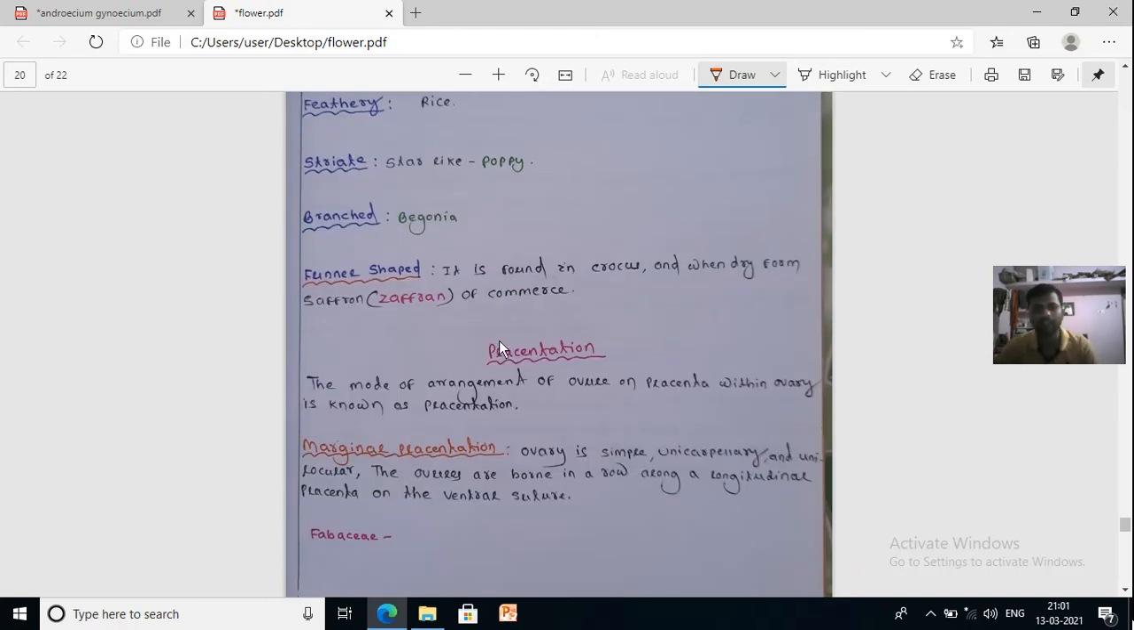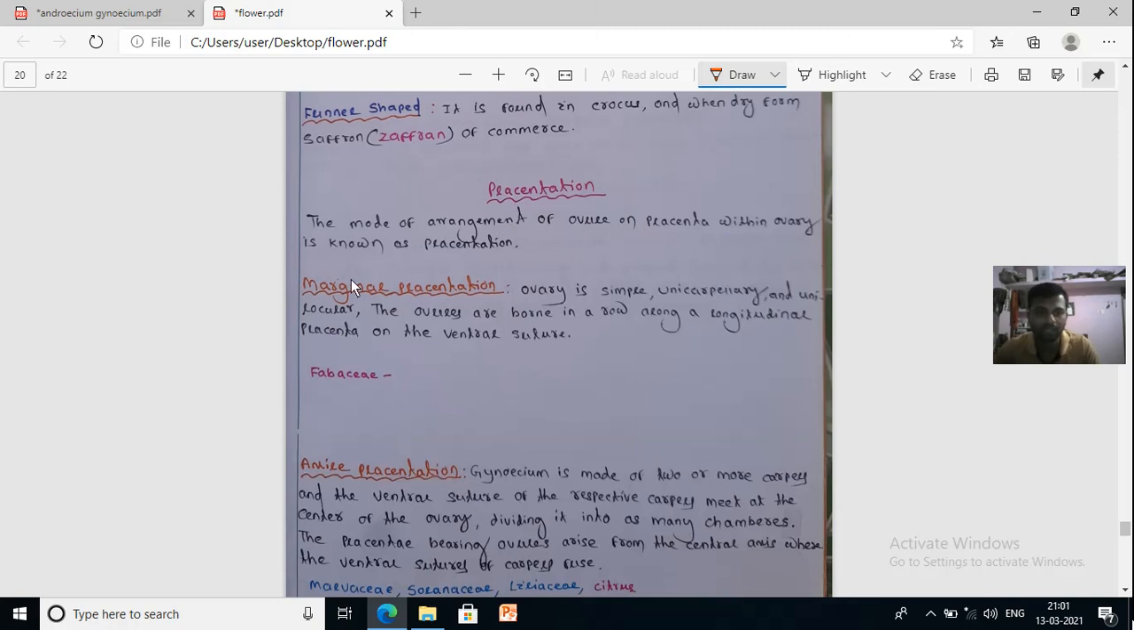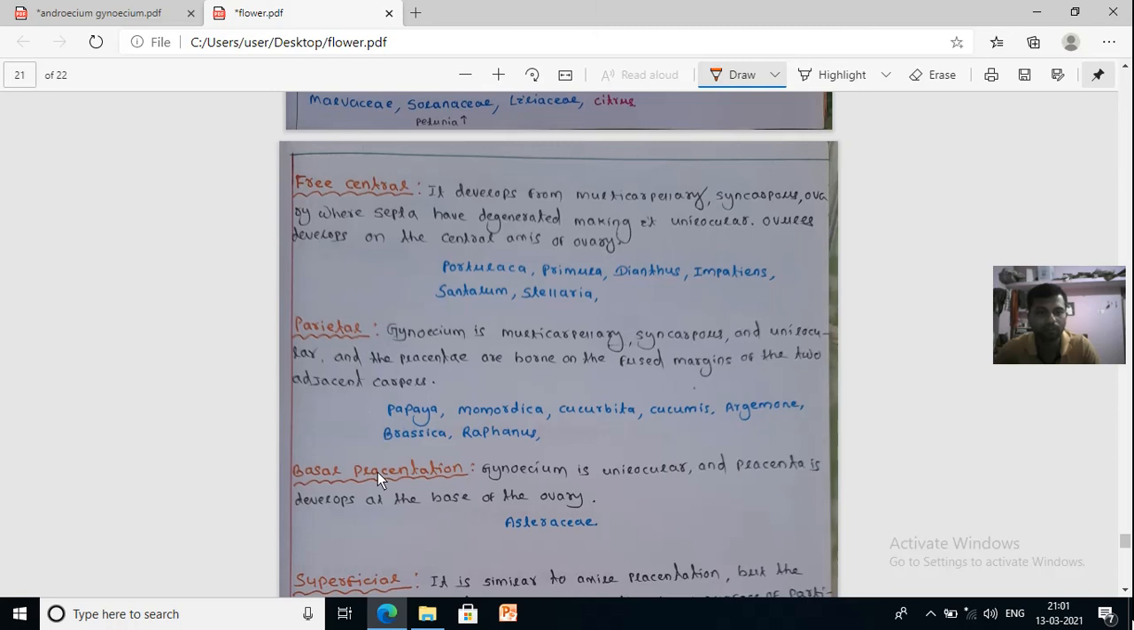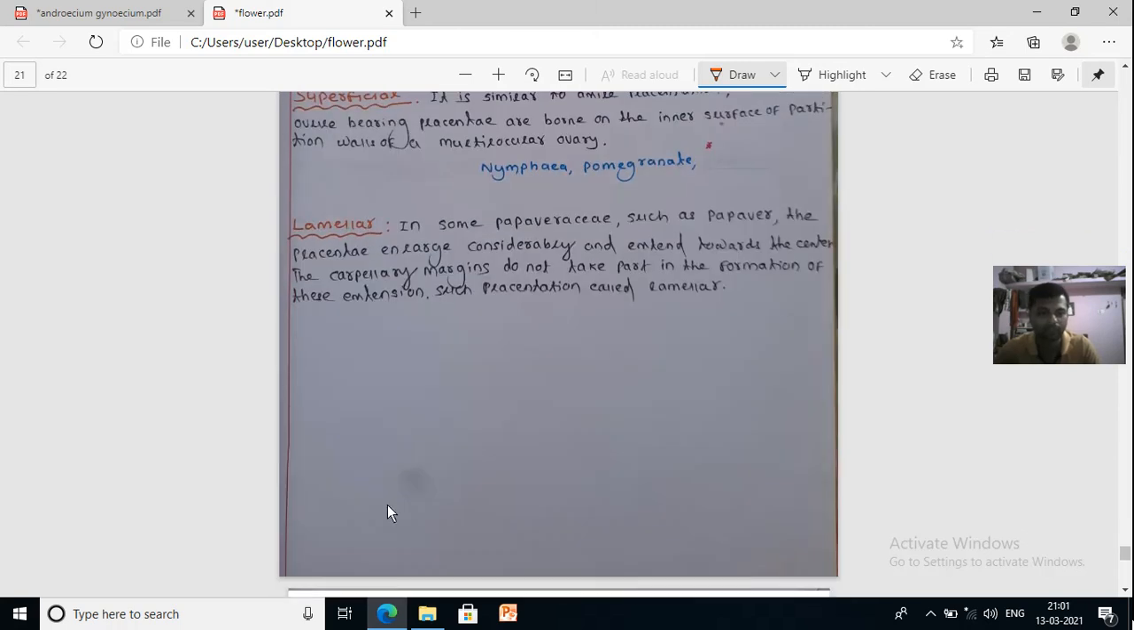Next is striate, like the prickly poppy, branched in Begonia, and funnel-shaped in saffron. Placentation: the arrangement of ovules on the placenta is known as placentation. We have the following types of placentation: marginal, axial, free central, parietal, basal, and superficial or lamellar.